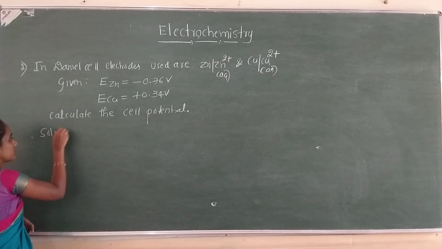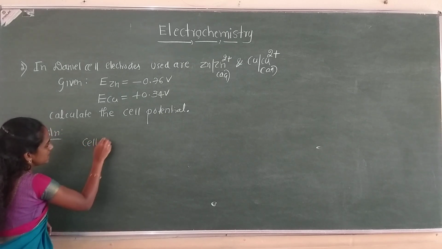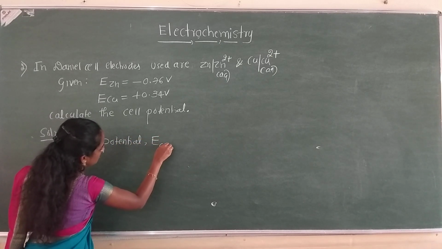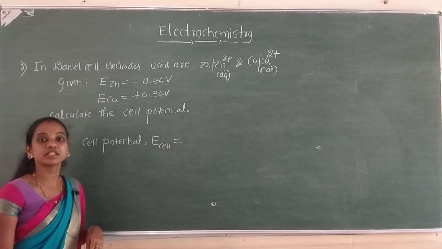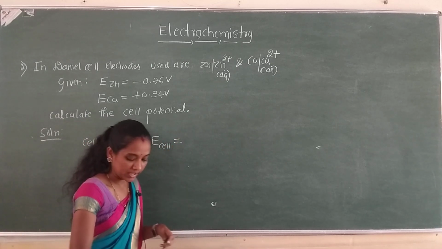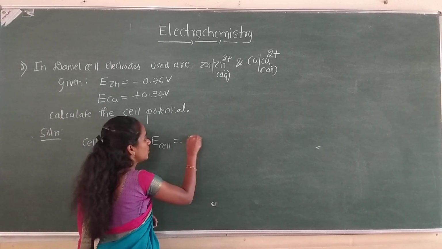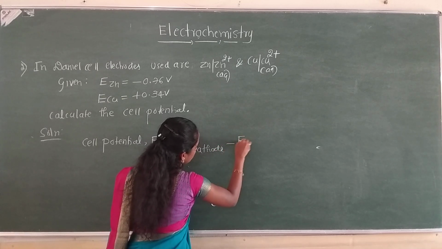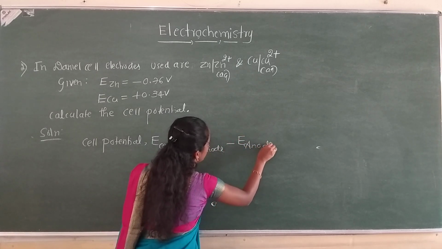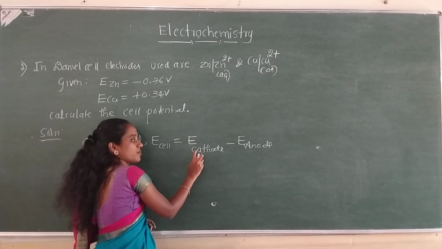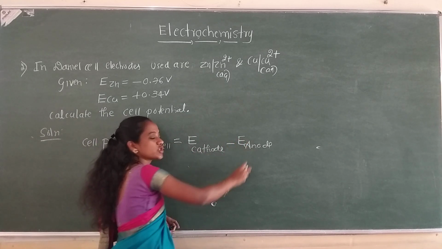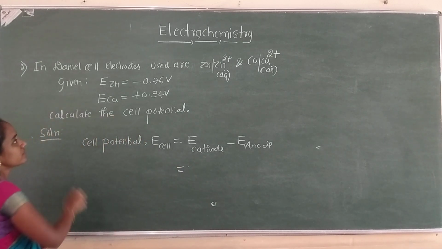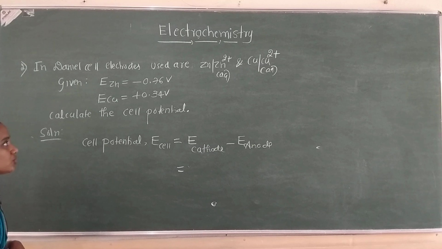The formula: cell potential, or E cell, is equal to the difference in the electrode potentials of the two electrodes, that is cathode and anode. Or you can also write it as the electrode potential of the right hand electrode minus the electrode potential of the left hand electrode. So what is the value? Now we have to identify which is the cathode and which is the anode.